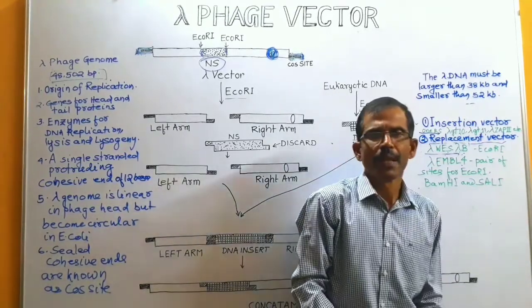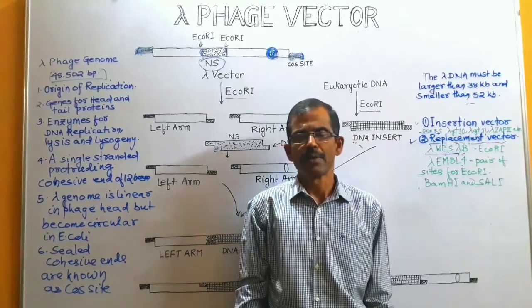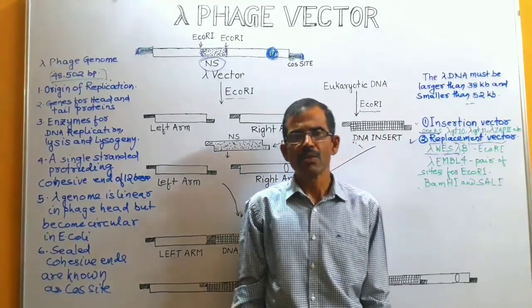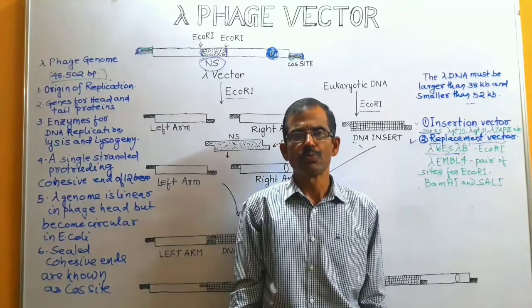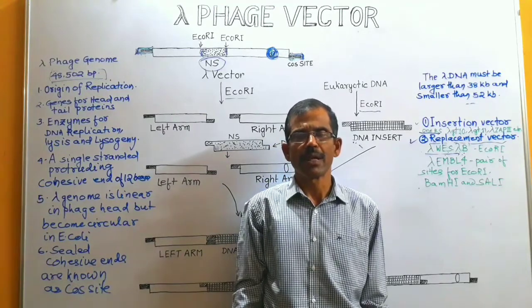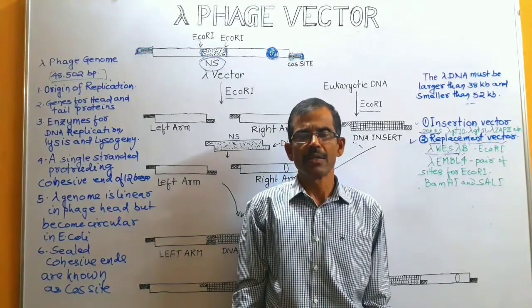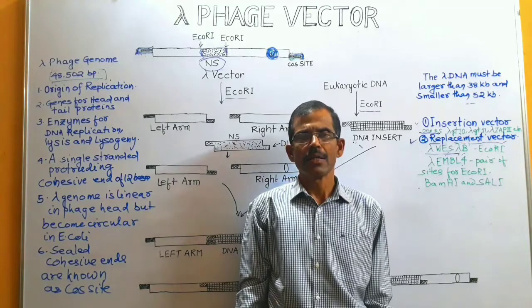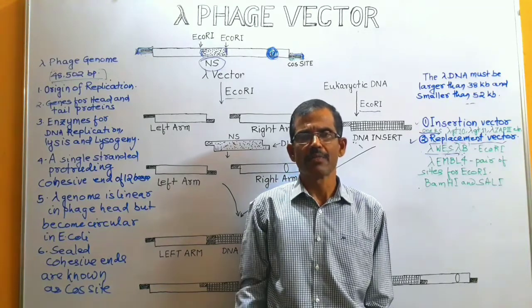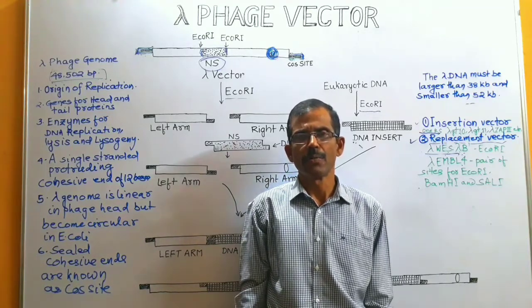So friends, as compared to plasmid, the bacteriophage vectors are more useful for cloning because they can accommodate larger DNA fragments and it is very easy to screen for the presence of recombinant.